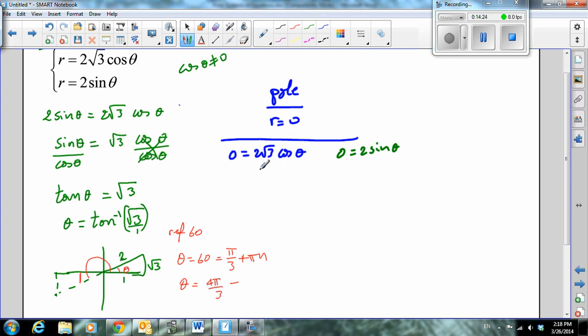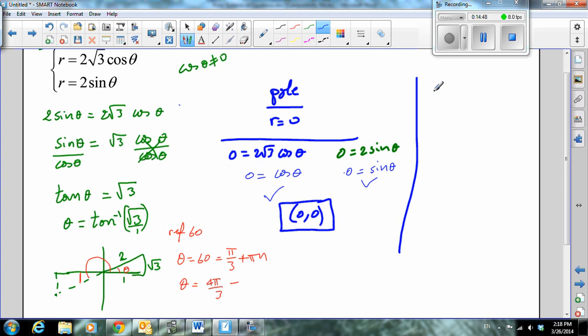Starting with the first one, I will divide by 2 square root of 3 to get 0 equals cosine theta. Can the cosine of an angle be equal to 0? Obviously, yes. Same thing here: I end up with 0 equals sine theta, and the sine of an angle can be 0. So yes, it's a check. Just by checking both, I know 0, 0 is a solution. That's one.